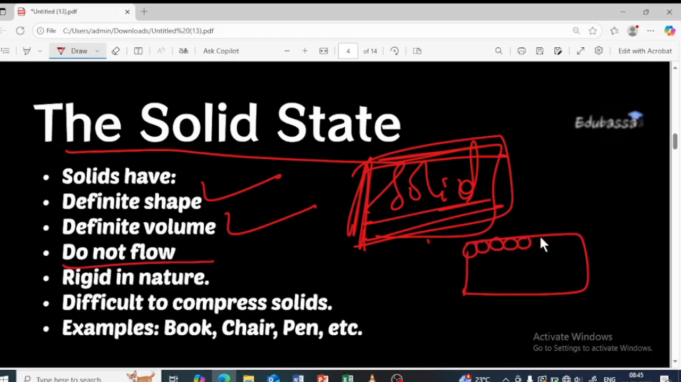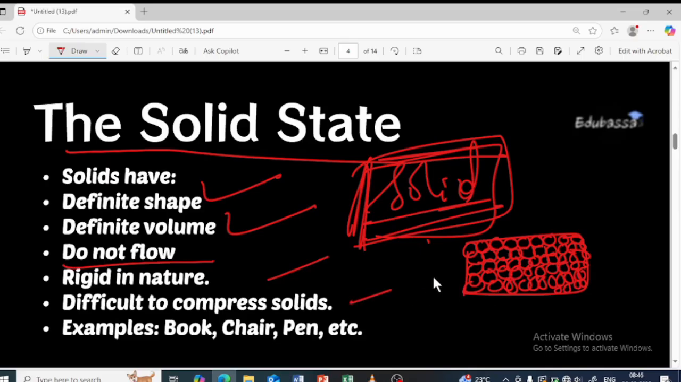Because here the particles are tightly packed. Here the particles are tightly packed, and that is the reason it has got the definite shape and it will not move. It will not move in the sense it will not flow. Okay, it will not flow. Yes, it is rigid in nature. It is very rigid, isn't it? It is very strong, isn't it? It is very rigid in nature.